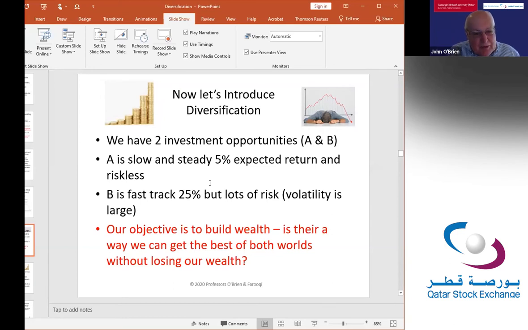Our goal is to build wealth, okay? And whether you're young or old, you've got the same goal. You want to build wealth. Is there a way of getting the best of both worlds? Because 5% steady return, fine, that's good. 25% is attractive. That's an attractive expected return. Those of you who bid lower, that's an even more attractive expected return. So the question is, how can you get the best of both worlds without losing your wealth, without being that picture at the top where you've faced suddenly minus 100% drawdown?